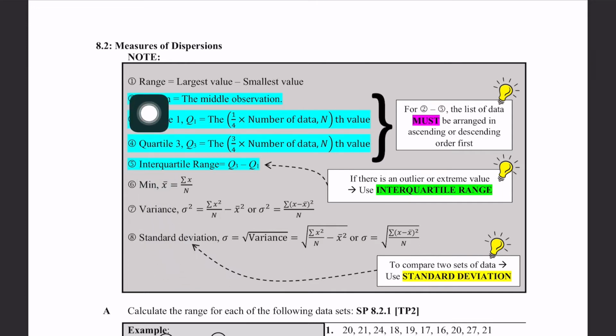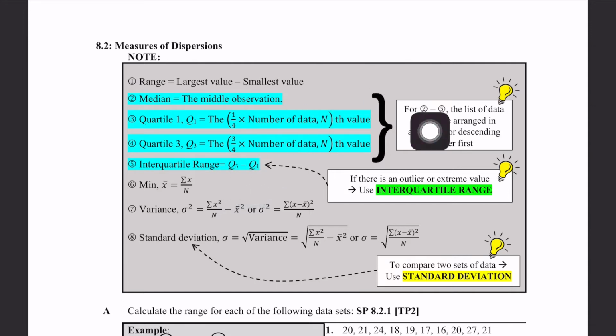Okay, so what is range? Range is basically just largest value minus smallest value. Sama macam difference tadi lah. Okay, and then median, the middle observation, tengah-tengah. First quartile adalah 1/4 from the data. Okay, data yang ke-1/4. And then third quartile, data yang ke-3/4. And then interquartile range is Q3, third quartile minus first quartile.